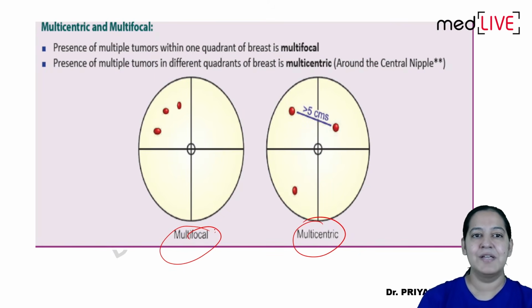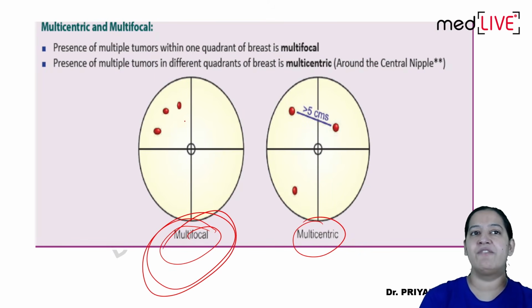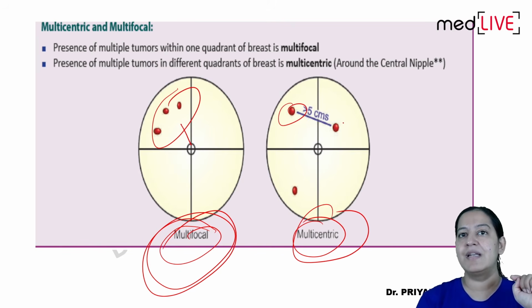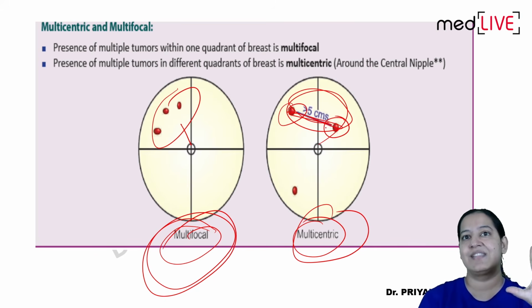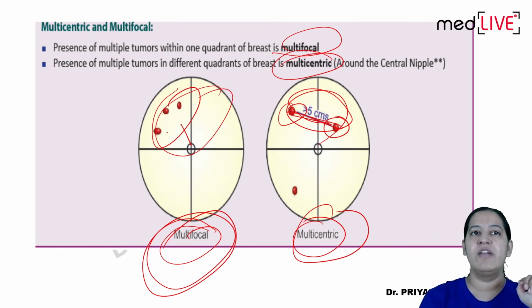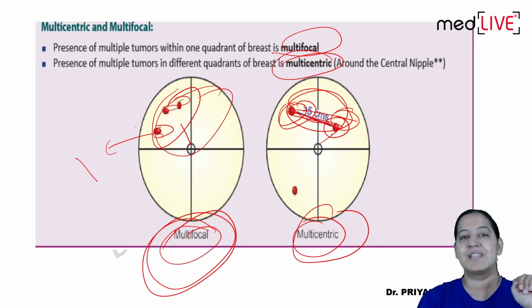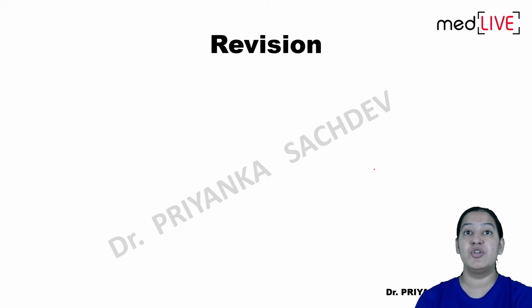I tried my best. So see the diagram of multifocal: all the tumors are present in one quadrant. In multicentric, tumors are present in different quadrants and the distance between them is more than 5 centimeters, at least 5 centimeters. In multifocal we do staging only once, of the largest tumor. In multicentric we have to do staging separately. So that is the reason you have to be sure enough.